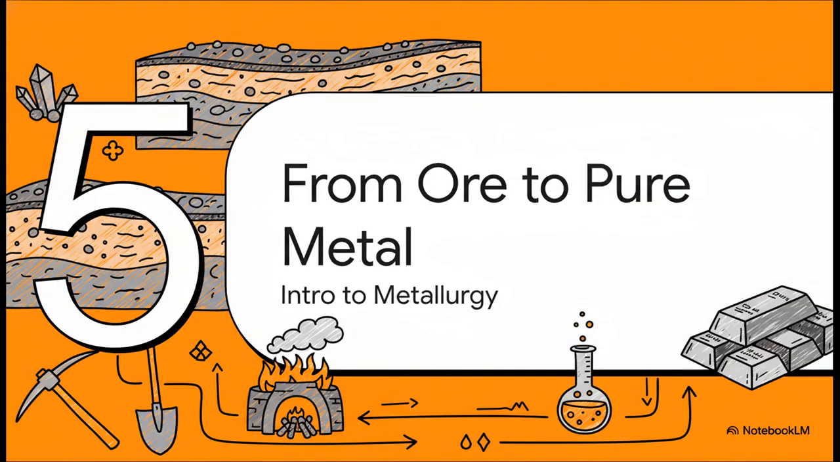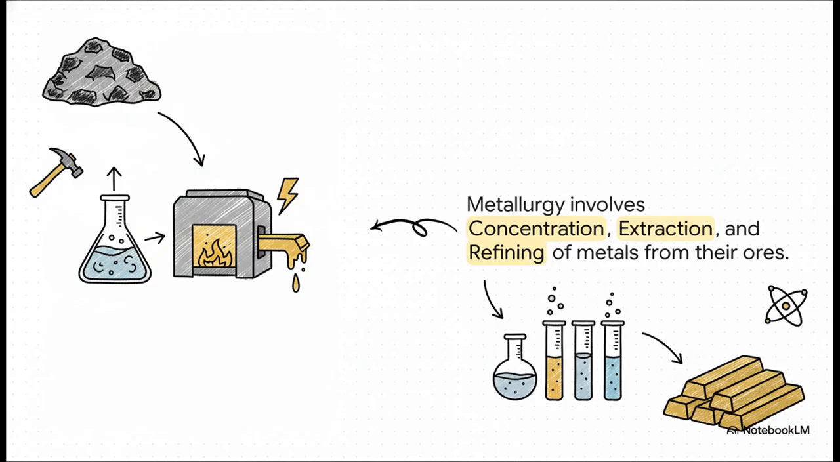Now let's see how we can use all this knowledge of reactivity in the real world. Specifically, to extract pure metals from the earth. This entire field is called metallurgy. The entire process of metallurgy can be broken down into 3 main stages. First, we concentrate the ore, which is basically cleaning it and removing impurities. Then we do the main step, the extraction of the metal from this concentrated ore. And finally, we refine the metal to make it very pure.